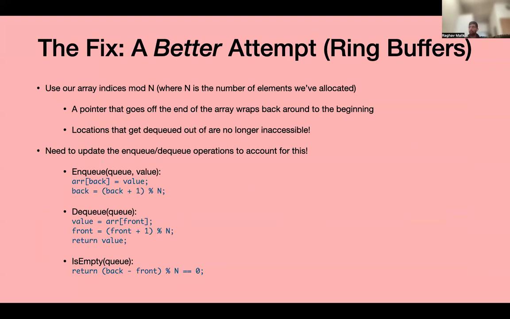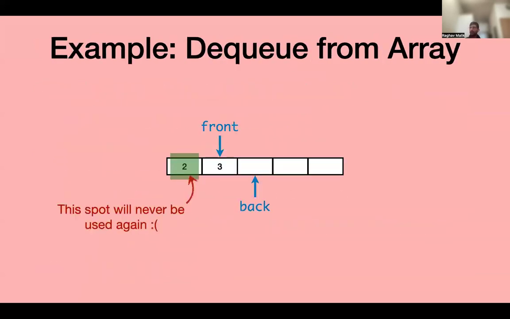The better attempt is something called ring buffers. The idea here is instead of treating our array indices as just indices into the array, we use them mod n, where n is the number of elements we've allocated, right? So here we have 5 elements. So instead of thinking of front as an integer, I think of it as an integer mod n, which means that when front gets set to 5, I think of it as going back to 0. When it's 6, I think of it as going back to 1, and so on.